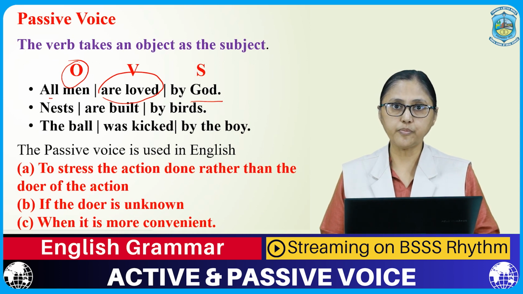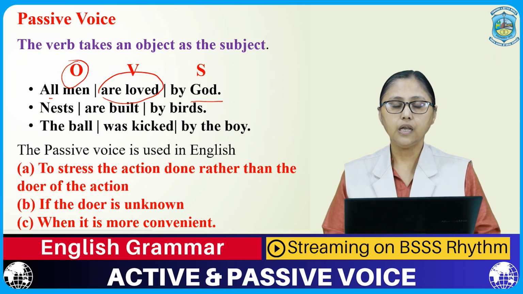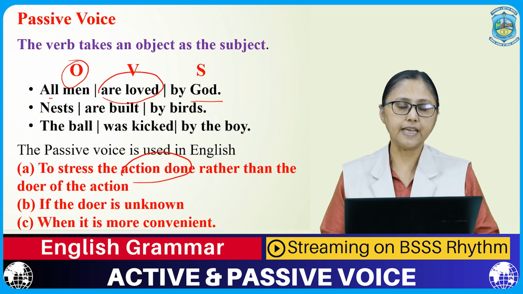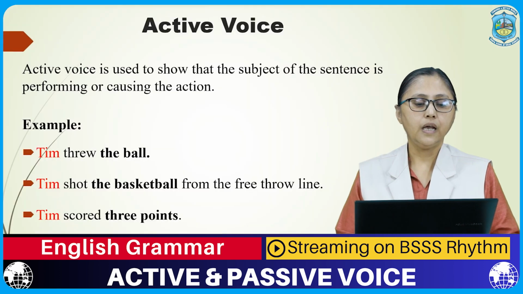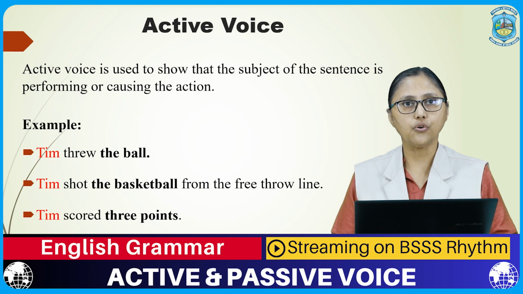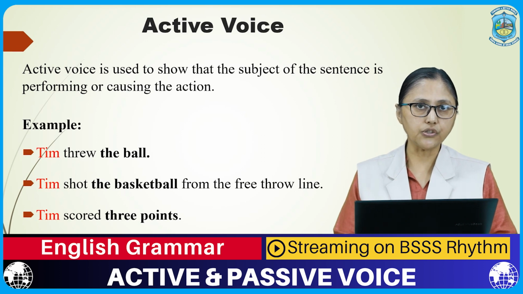So, when do we use passive voice? We use it to stress the action done, and if the doer is unknown, we use passive voice, and sometimes for the sake of convenience also we use passive voice. So, we conclude that active voice is used to show that the subject of the sentence is performing or causing the action.